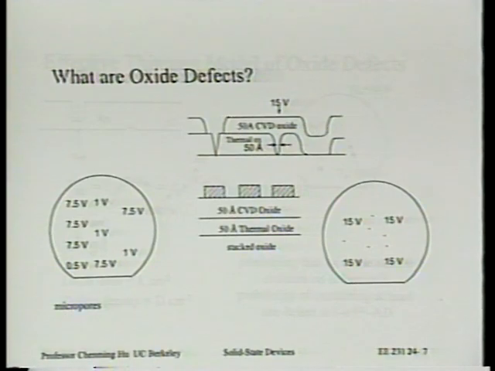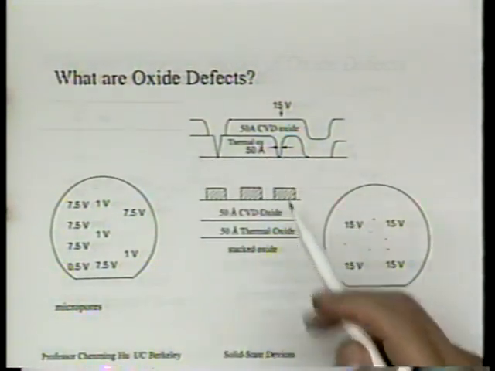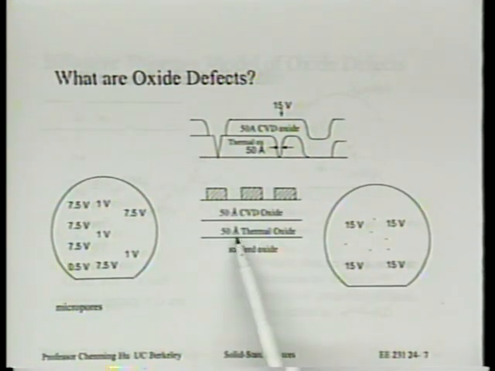Now this is a piece of information presented by Intel at a workshop. I think this is very telling, it's very interesting. They did the following experiment. They made an oxide, 100 angstrom thick total, but it's made of 2 oxides in a stack. 50 angstrom thermal oxide down below and 50 angstrom of CVD oxide on top.